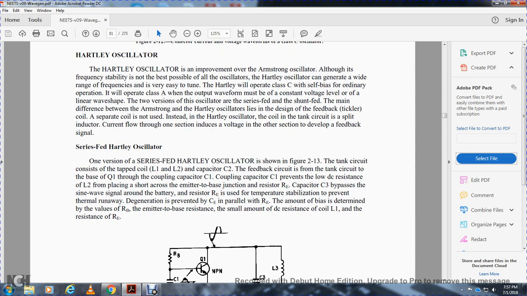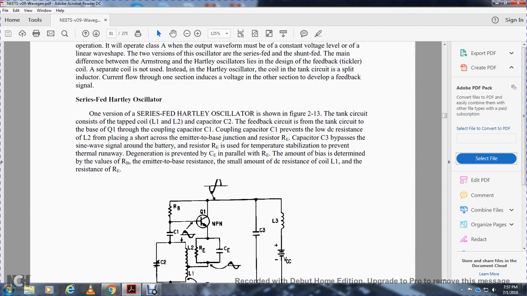Coupling capacitor 1 prevents the low DC resistance of inductive winding L2 from placing a short across the emitter-base junction. Capacitor 3 bypasses the AC signal around the battery. The resistor is used for temperature stabilization to prevent thermal runaway. Degeneration is prevented with the capacitor in parallel with the resistor. The amount of bias is determined by the value of the bias resistor, the emitter-base collector, and the small amount of DC resistance of inductive coil 1 and the resistor.